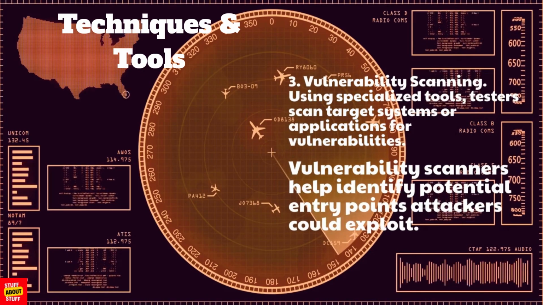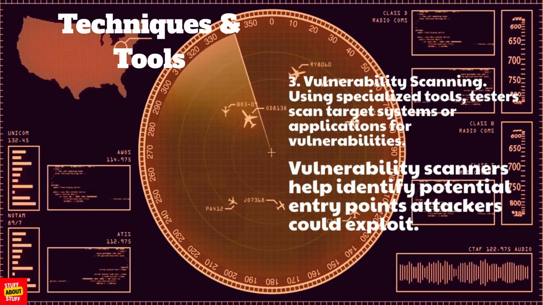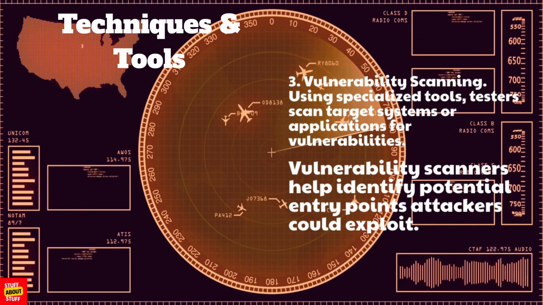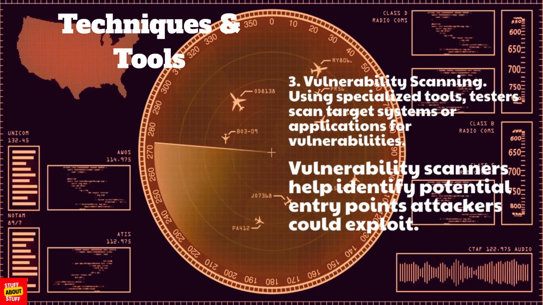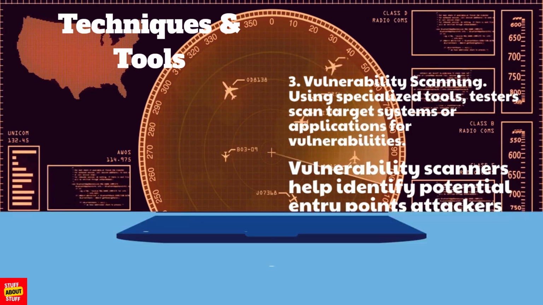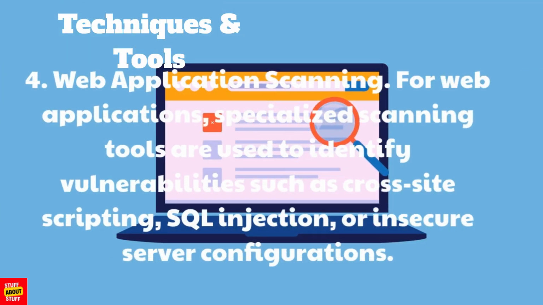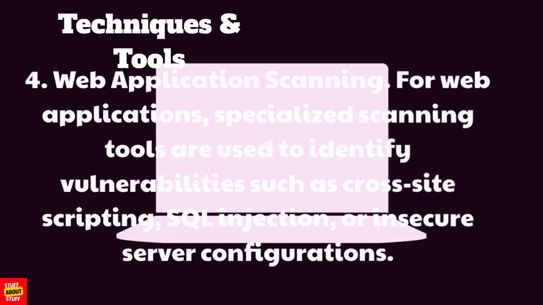3. Vulnerability scanning. Using specialized tools, testers scan target systems or applications for vulnerabilities. Vulnerability scanners help identify potential entry points attackers could exploit. 4. Web application scanning. For web applications, specialized scanning tools are used to identify vulnerabilities such as cross-site scripting, SQL injection, or insecure server configurations.